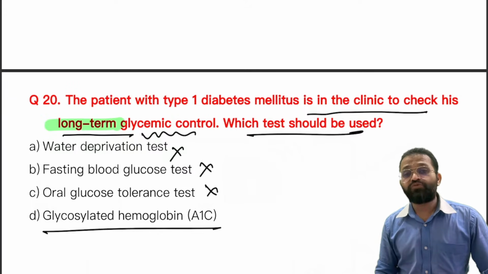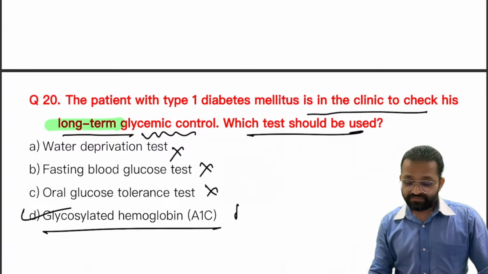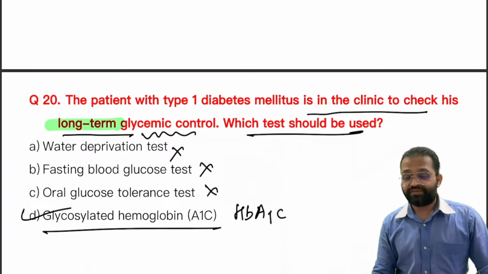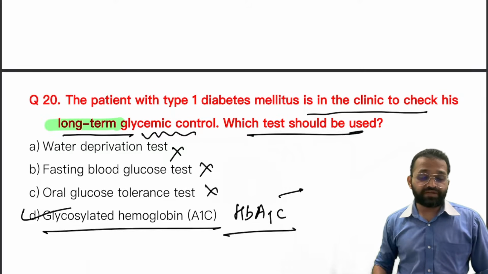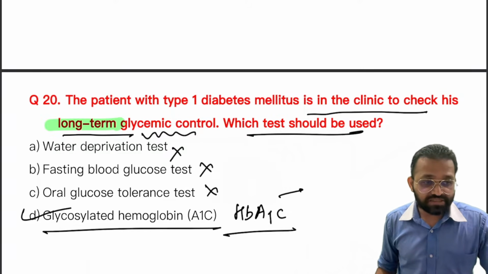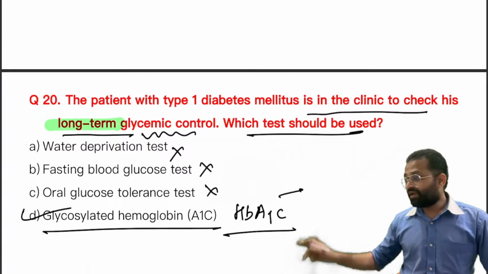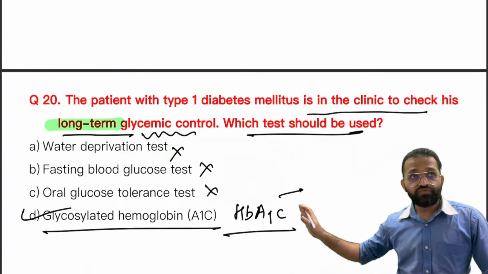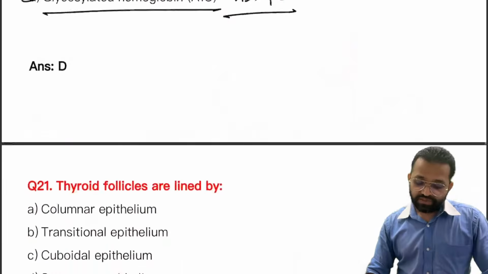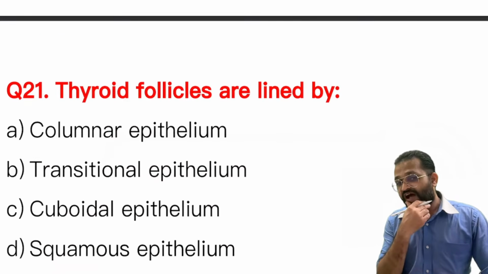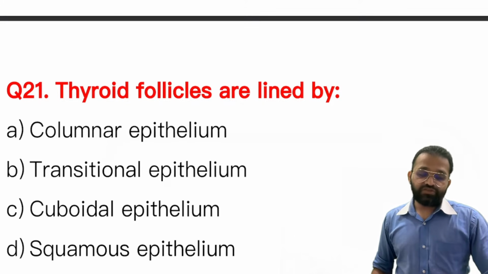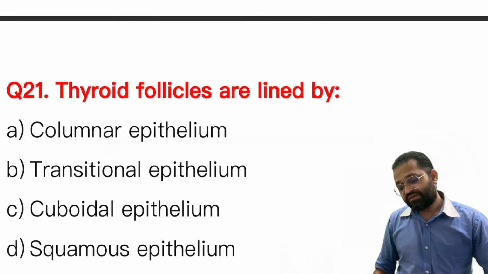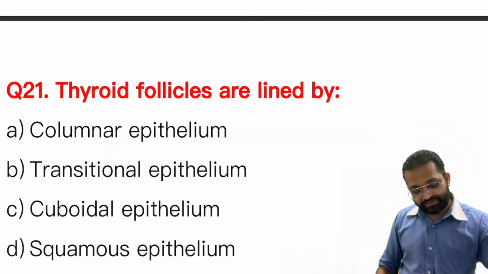Yes. Glycosylated hemoglobin, HbA1c. This test is measuring blood glucose level for more than 90 days. So best answer is the HbA1c. Yes, Aditi, right. Any doubt with this question? Right. Come to the next. Yes, 90 days, Sakshi, you are right. Thyroid follicles are lined by.